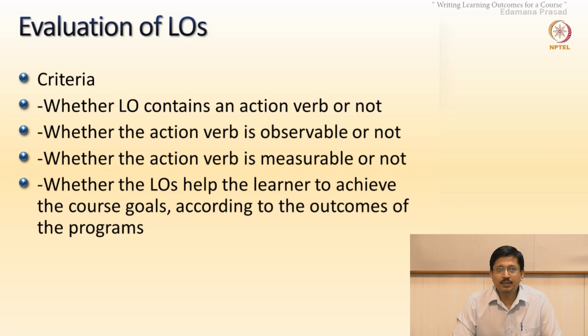So perhaps you might have come up with the following criteria. The basic element to check whether the LO is properly framed or not is to check whether the LO contains an action verb or not. And if the action verb is present, then the next question is whether the action verb is observable or measurable or not. And we can also ask whether the LO helps the learner to achieve the course goals according to the outcomes of the program. So these are the criteria that we normally use to evaluate whether the learning outcome design is proper or not.